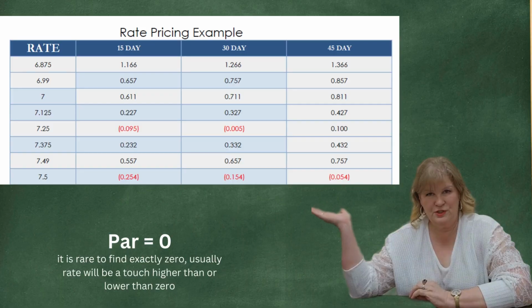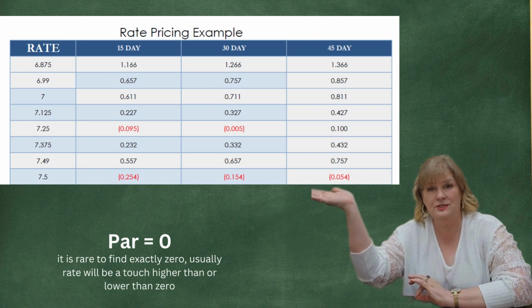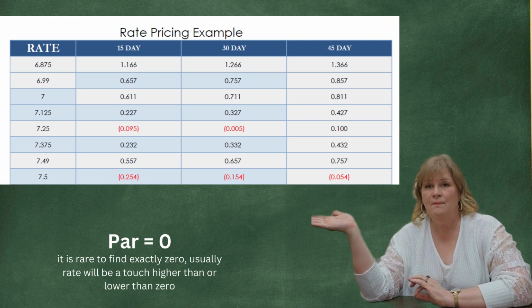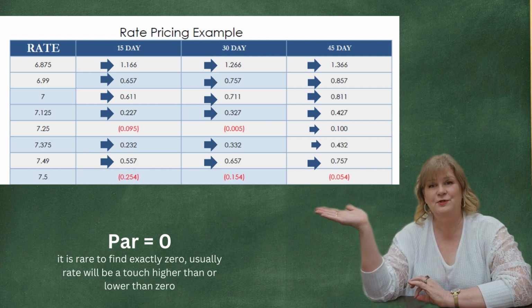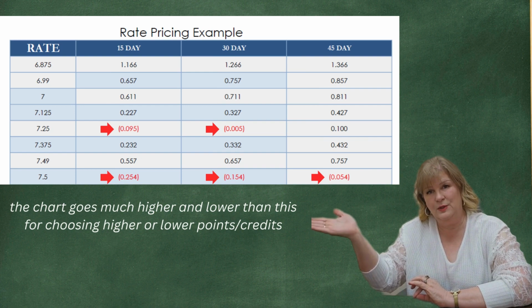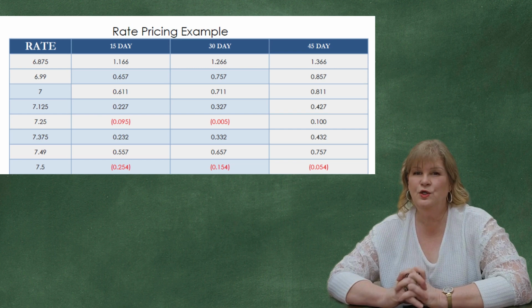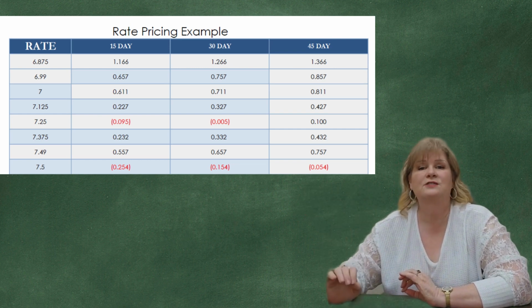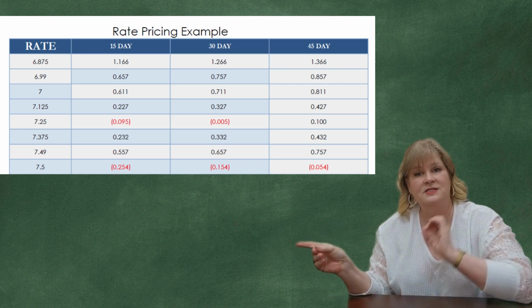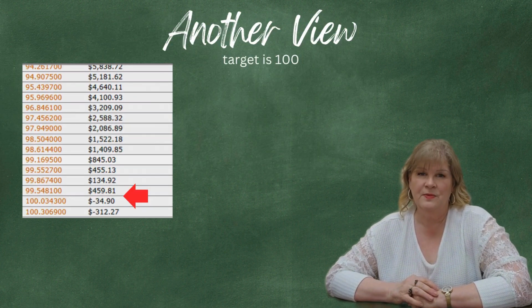Now let's talk about points versus credits. Look at this chart. Par means 0 on the chart. So if you have points, then it's going to be above 0. There is a charge there. If it's credits, then it's below 0, and you can get credits for that rate. You can pay a little bit more for a better rate, or if you're short on closing costs, you might want to lock in at a rate that is a touch higher to receive those credits toward your closing costs.